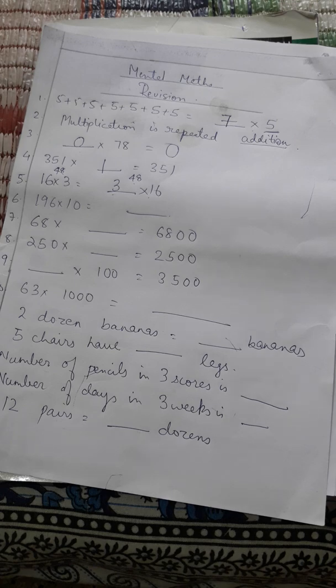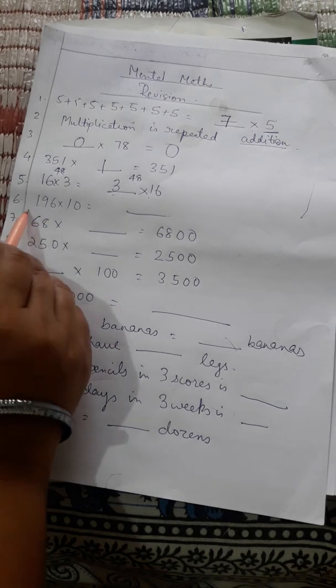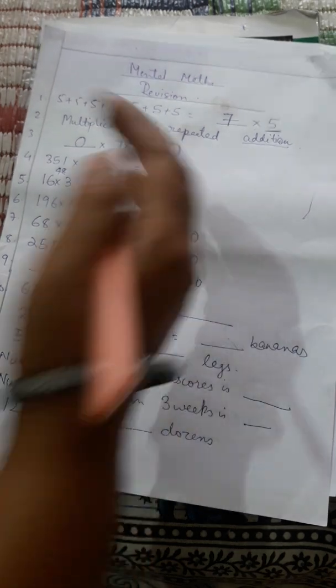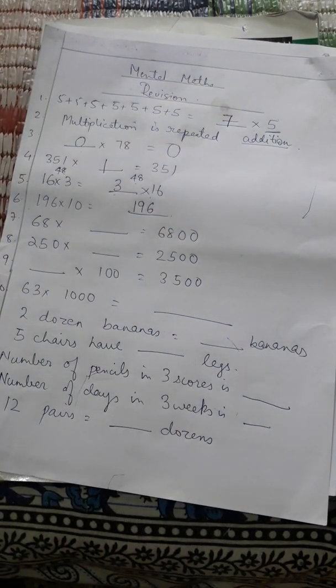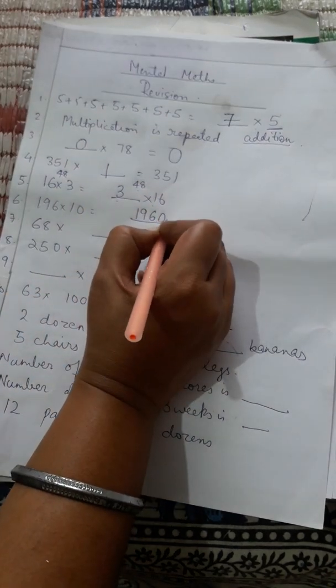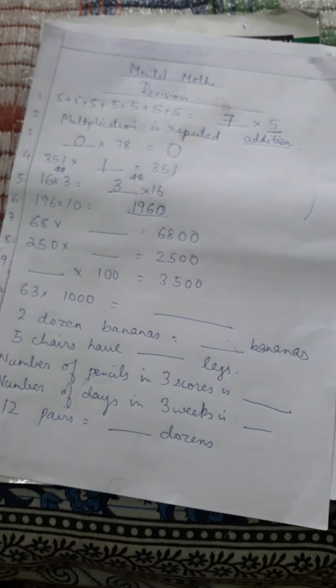Next, 196 into 10. When we multiply any number with numbers like 10, 100, 1000, we can simply put the number of zeros to the right of the multiplicand. So write down the number 196, and put the number of zeros to the right of it. How many zeros are there? Here there is 1 zero. So 196 into 10 is 1960.